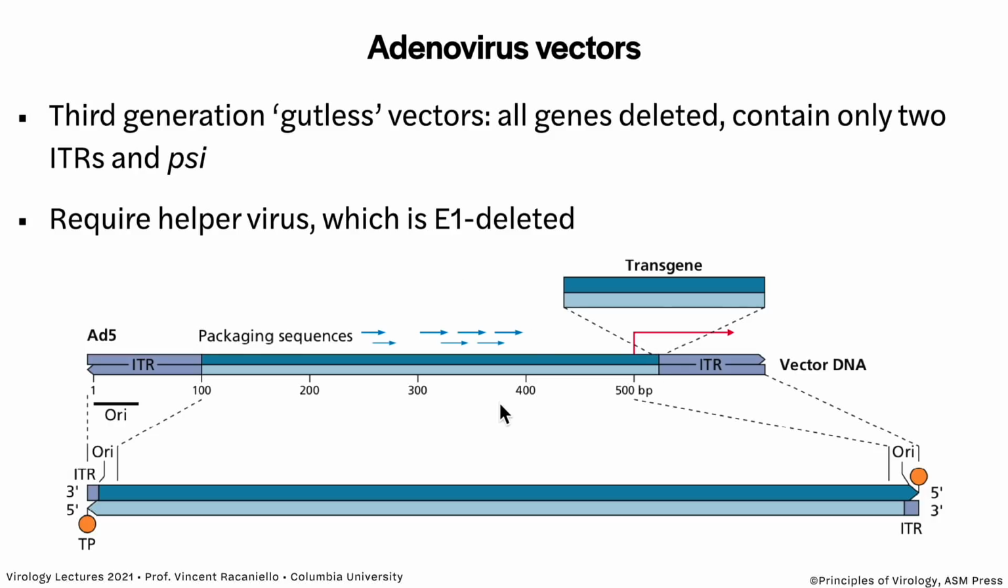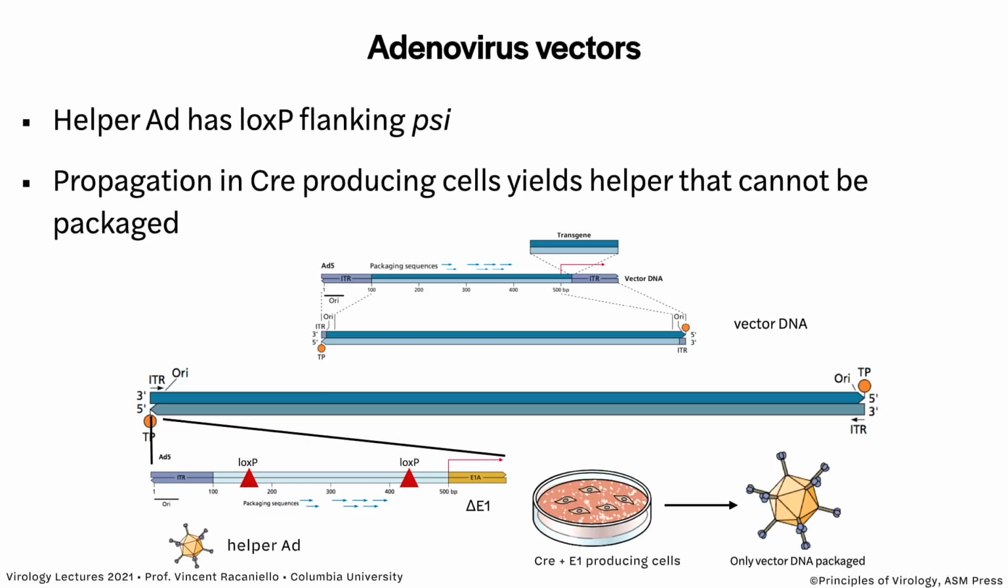And the way you propagate these, you have to encapsulate them, right? You need a helper virus. So this is even more interesting. This is all based on a fundamental study of adenoviruses. So here's our vector DNA. It's all deleted, and we put our transgene in there. So how do we get that in the capsid?